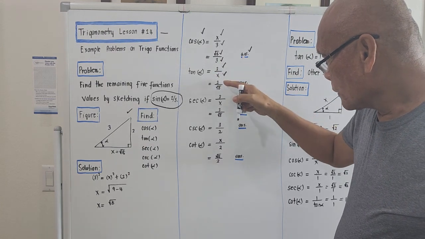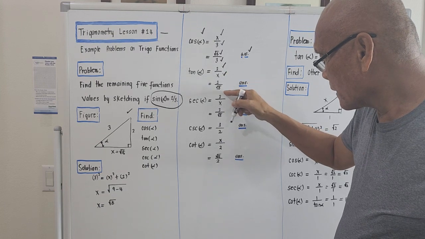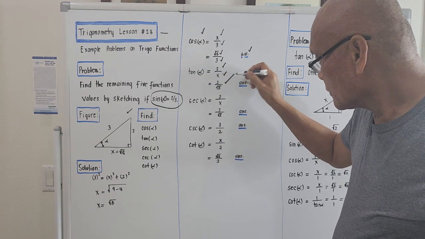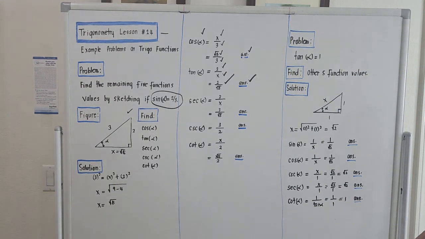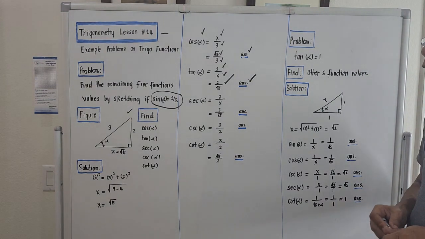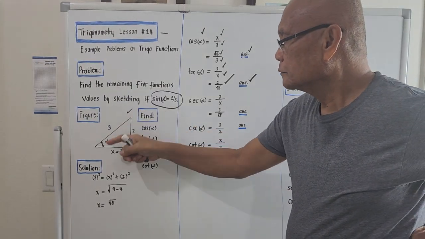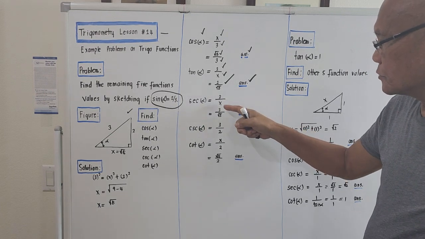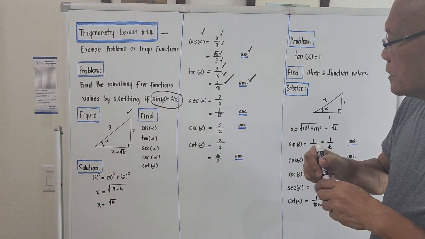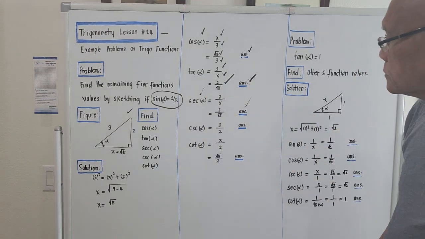So tangent of alpha will be 2 over x, which is square root of 5. So that will be the value of tangent of alpha, and that will be our answer. For secant, if we try to bring out the definition of secant, it should be hypotenuse over adjacent. So it will be 3 over x. So this is 3 over square root of 5. That is secant of alpha, and that will be our answer.